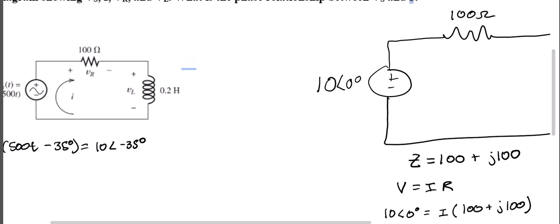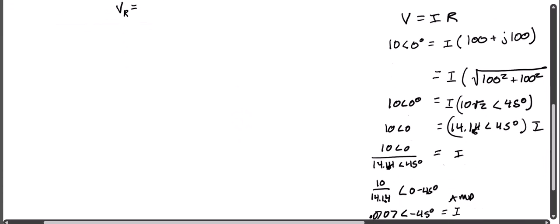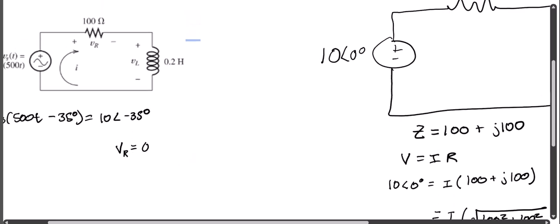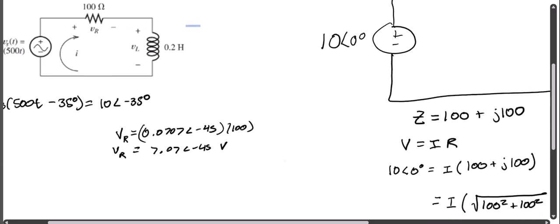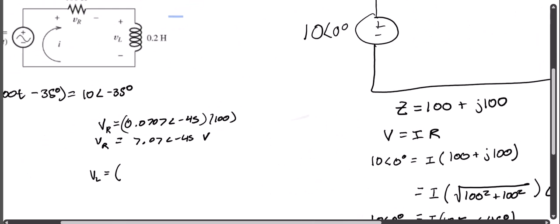To get the voltage across the resistor, I take the current, which was 0.0707 angle negative 45, and multiply that times 100. I get 7.07 angle negative 45. I'm solving for VR, and that would be in volts.